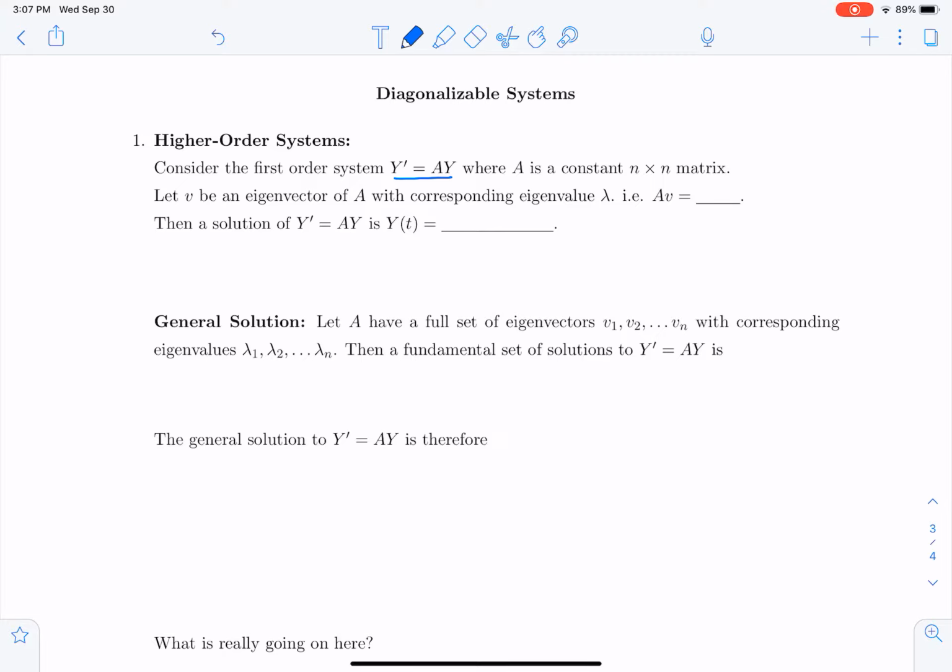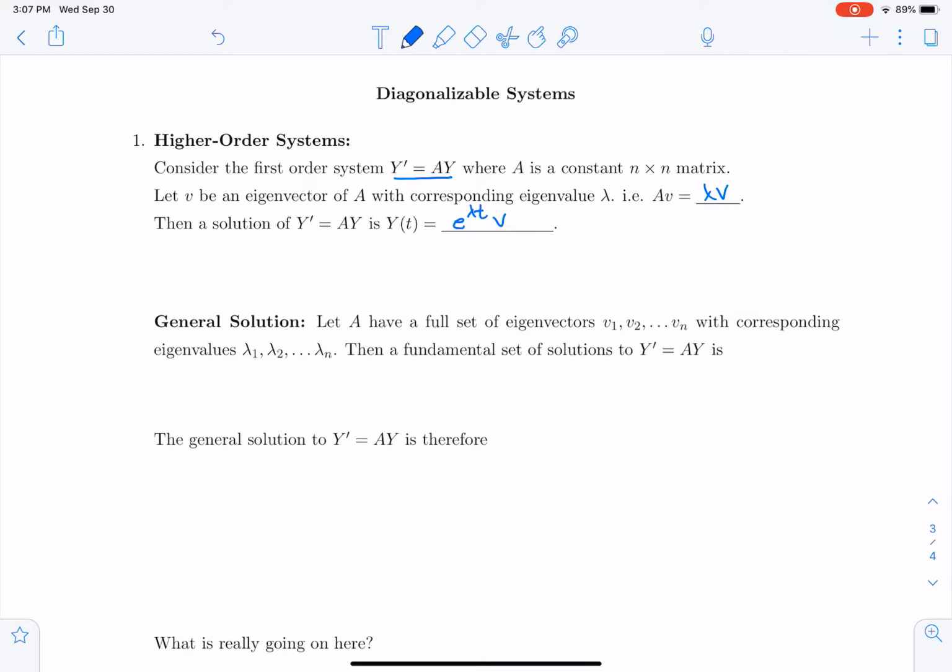And we're going to let v be an eigenvector of A with corresponding eigenvalue lambda, meaning that A times v is equal to lambda times v. Then we've seen in the past that a solution of y prime equals A times y is in fact e to the lambda t times our eigenvector v.